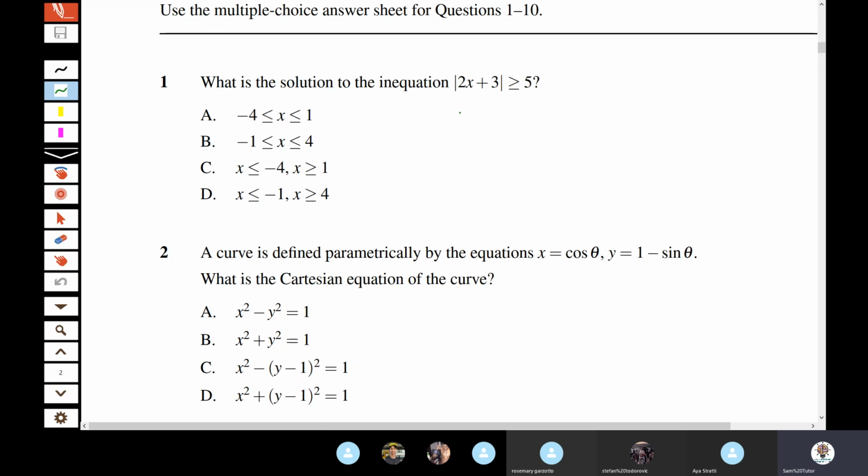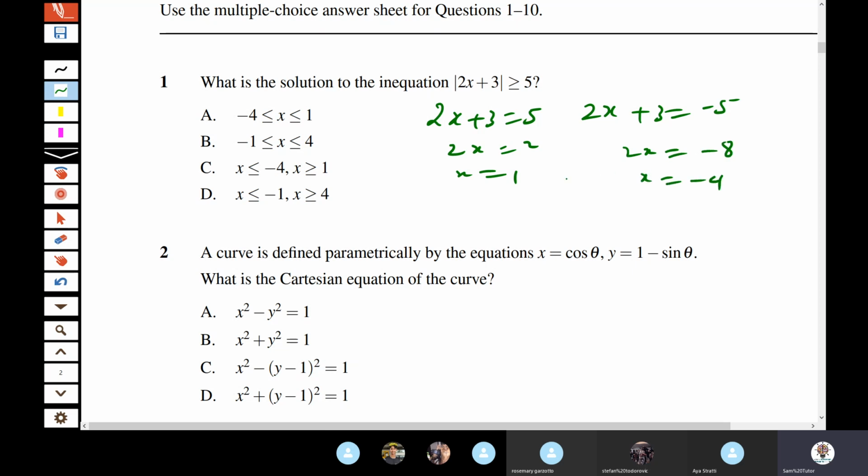The way we would have done it ourselves is 2x plus 3 equals 5, and then 2x plus 3 equals negative 5, and then 2x equals 2, x equals 1, 2x equals negative 8, x equals negative 4. Then on a number line, negative 4, 1, you would have tested x equals 0. 0 plus 3 is 3. Is that bigger than 5? No, that wouldn't have worked. They're running away. The answer is C.